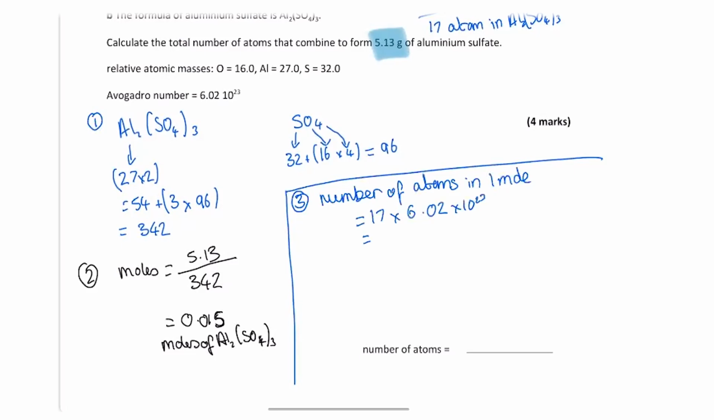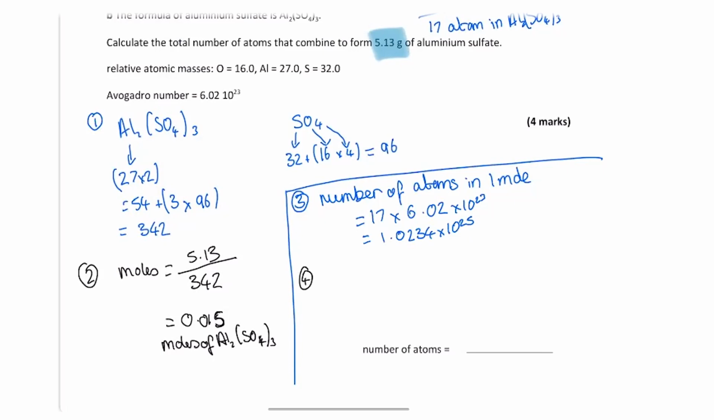Times 6.02 times 10 to the 23, which is Avogadro's number. And that will give us 1.0234 times 10 to the 25. But that is the number of atoms in 1 mole. And we don't have 1 mole, we've got 0.015 moles of aluminium sulfate.